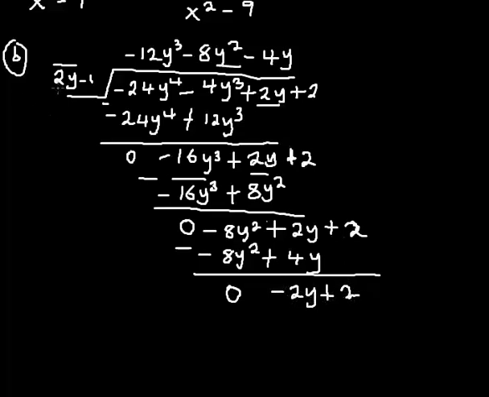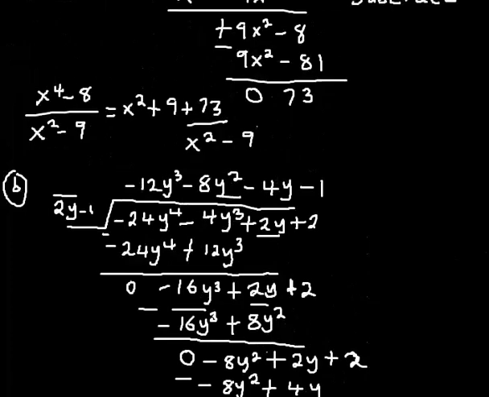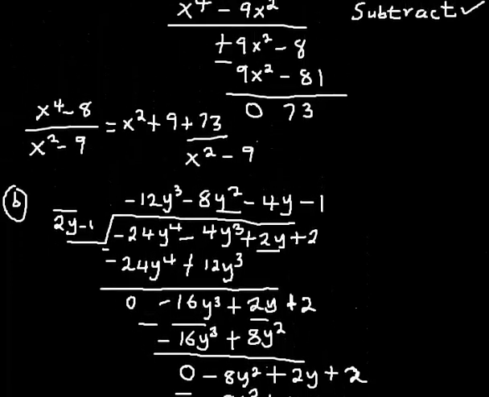I'll go again. 2y divided by minus 2y, or minus 2y divided by 2y, right? That's going to give me minus 1. I multiply minus 1 by 2y, that's minus 2y. And minus 1 multiplied by minus 1 is going to be plus 1. I subtract. This is going to give me 0, and my remainder now is going to be 2 plus 1, which is 3. So I hope that is well understood. Very simple.